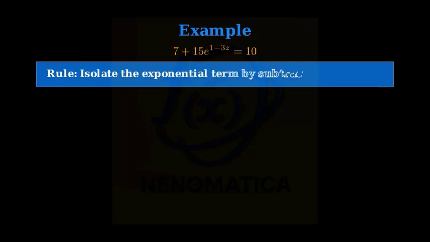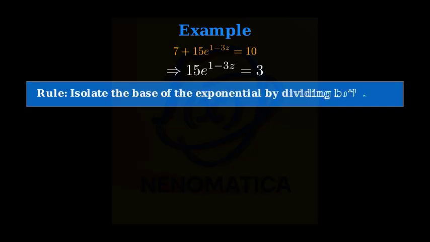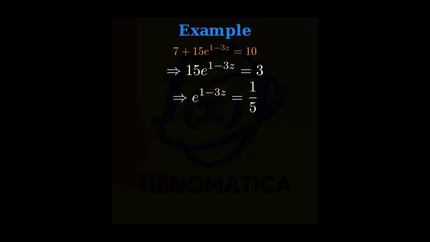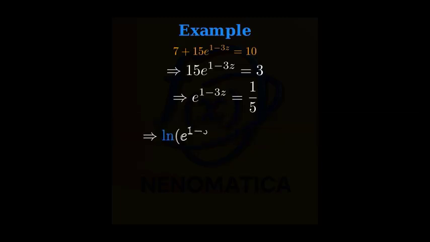We'll subtract 7 from both sides of the equation. Next, we'll divide both sides by 15 to isolate e raised to the power of 1 minus 3z. Now, we'll take the natural logarithm, or ln, of both sides. We know that the natural logarithm of e raised to a power equals that power. So the logarithm of e raised to the power of 1 minus 3z equals 1 minus 3z.